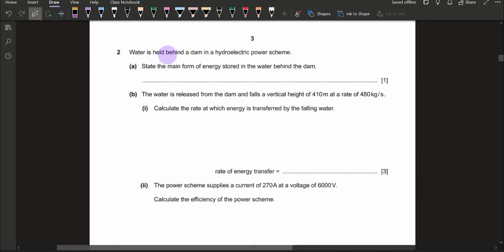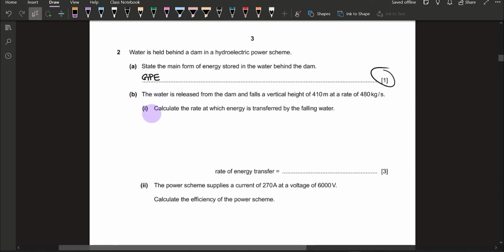Question number 2. Water is held behind a dam in a hydroelectric power scheme. Part A says state the main form of energy stored in the water behind the dam. So this is a pretty straightforward answer, which is gravitational potential energy. You can write this in full form or short form. You'll get 1 mark for this. Part B says the water is released from the dam and falls a vertical height of this at a rate of this.